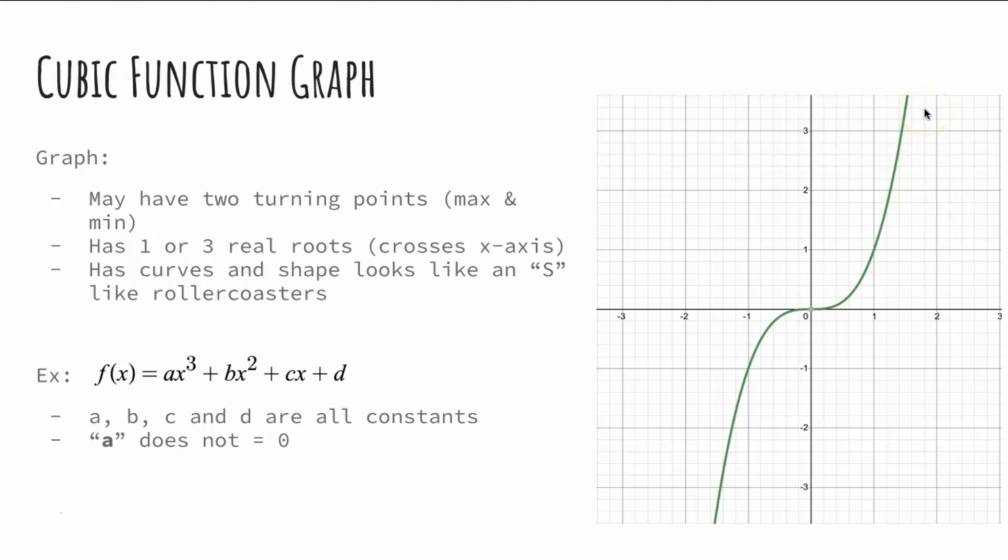The cubic function graph will come in the form of f(x) equals ax to the power 3 plus bx to the power 2 plus cx plus d. So a, b, c, and d will all be constants, which means that they are all real numbers. And a can be either negative or positive, but it will never be equal to 0.